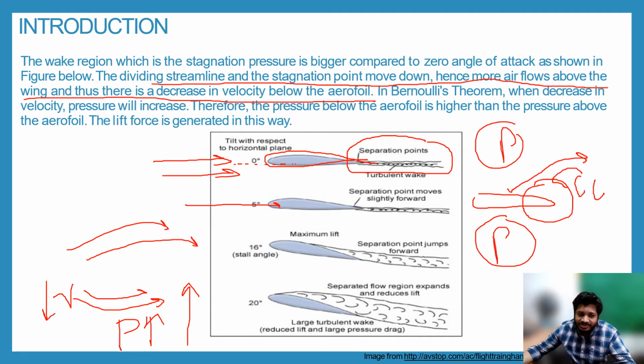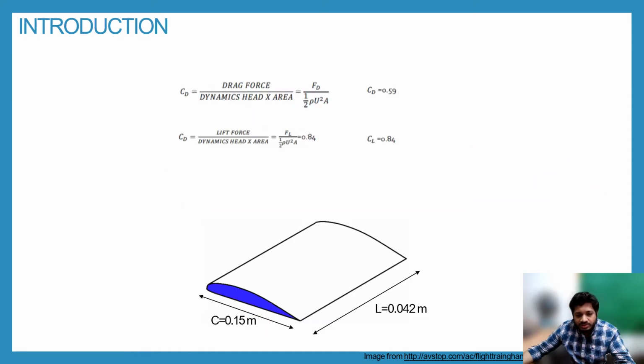So this is a little bit of theory on the aerofoil and how the angle of attack changes the stagnation or separation points and how the wake region is created. In order to determine the drag force Fd and the lift force Fl, we have a dimensionless quantity called CD, the coefficient of drag. Using the coefficient of drag and coefficient of lift, we can calculate Fd and Fl for our body.